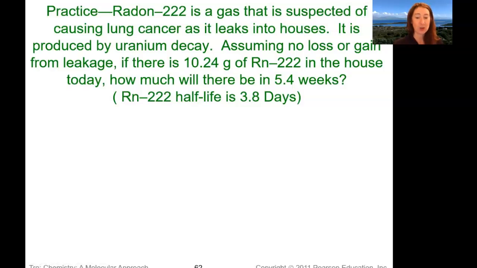How about you try this one? Radon 222 is a gas that is suspected, well, not suspected, they know it causes lung cancer as it leaks into houses. It's produced by the uranium decay, just like we talked about. Assuming no loss or gain from leakage, if there's 10.24 grams of radon 222 in the house today, how much radon will there be in 5.4 weeks? Assuming you never open your doors and your house is completely isolated from the world. And the half-life of radon 222 is 3.8 days.